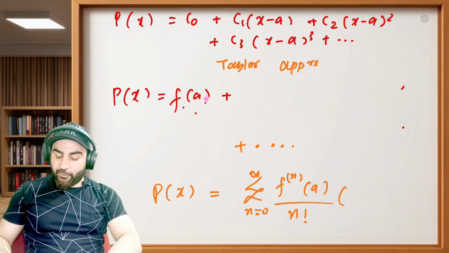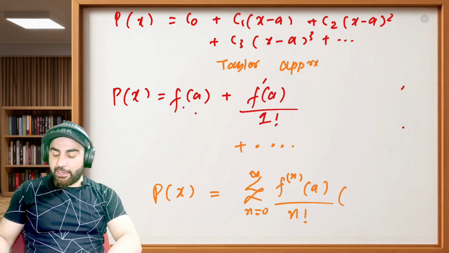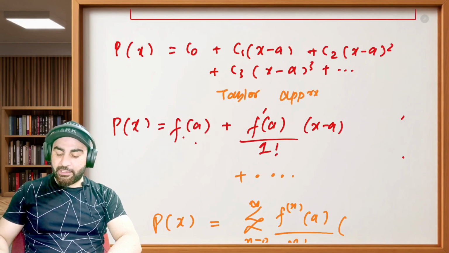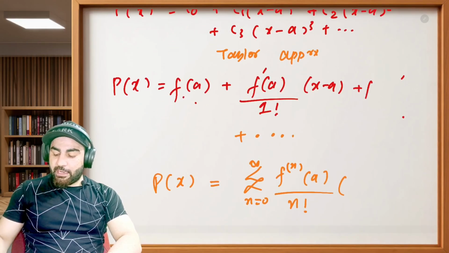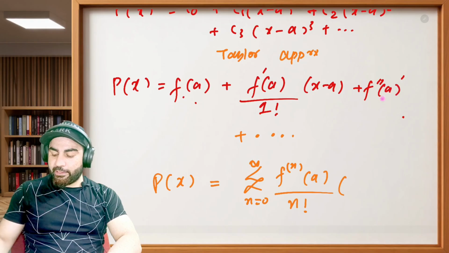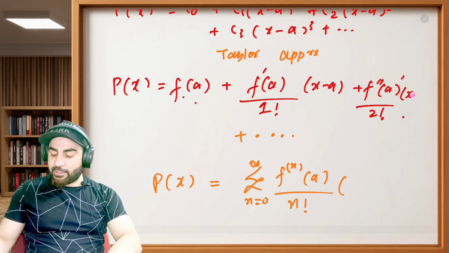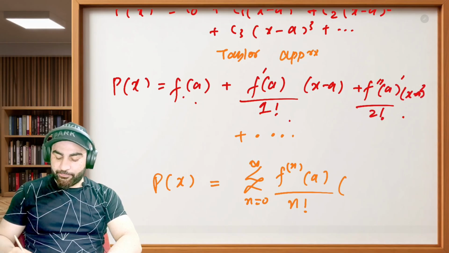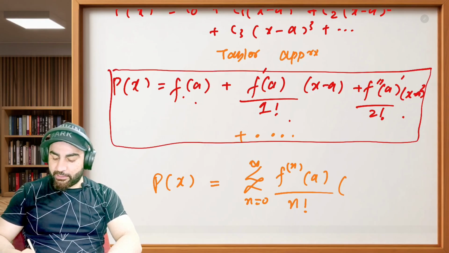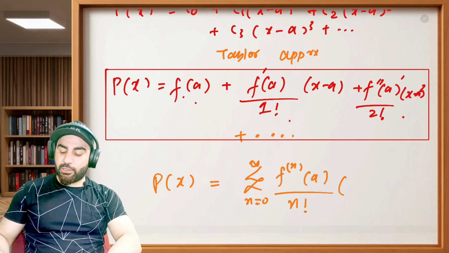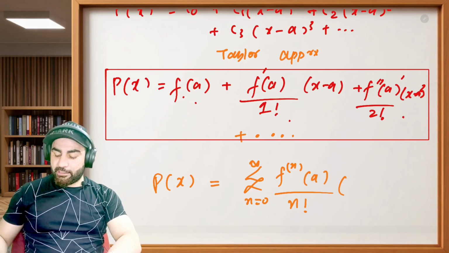So this was f of a, and then f dash of a divided by 1 factorial into x minus a, basically the polynomial term. Then plus f double dash of a divided by 2 factorial into x minus a whole square, and so on. This over here was the actual Taylor series. So initially I made a mistake. I just wrote the coefficients. I also had to keep on writing these.